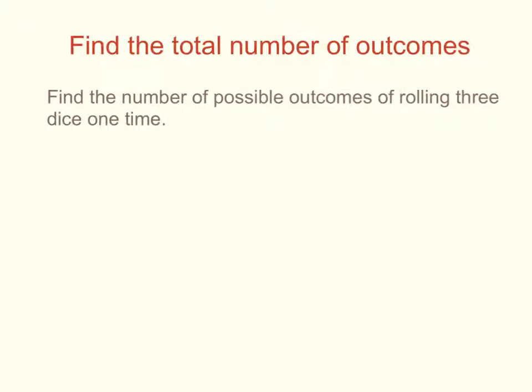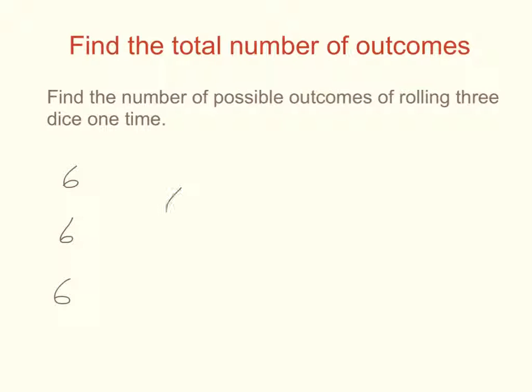So let's say that you had a problem where you were asked to find the number of possible outcomes of rolling 3 dice at one time. So for this I would use the fundamental counting principle, and in my head I would envision 3 dice, and I need to figure out the total number of outcomes for that. So I figure out how many outcomes each die has. So die number 1, there would be 6 outcomes. It could be 1 through 6. Die 2 would have 6 outcomes, and die 3 would have 6 outcomes.